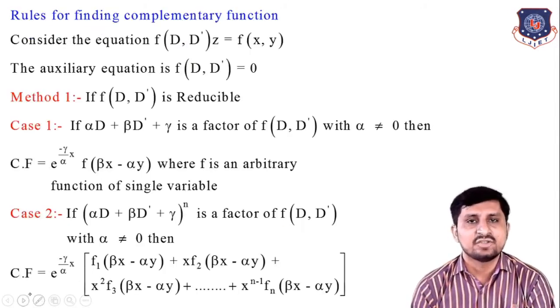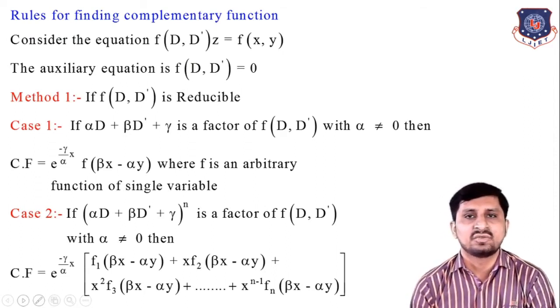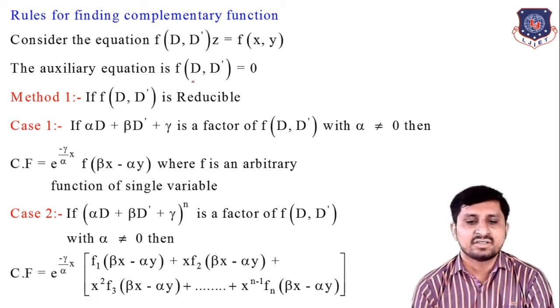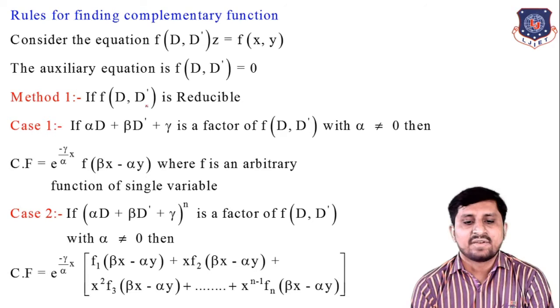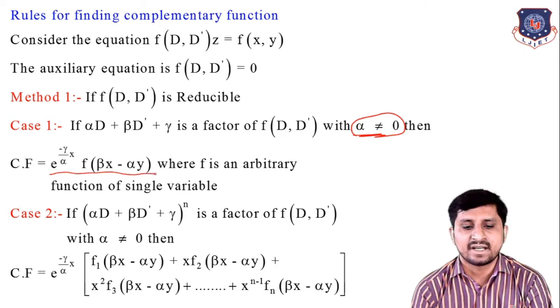Now for a reducible operator, we can find the complementary function, and for that we have to follow this rule. Consider the equation f of D, D dash into z equal to f of x, y, and the auxiliary equation f of D, D dash equal to 0. So method 1, f of D, D dash is reducible, right? Now if alpha D plus beta D dash plus gamma is a factor of f of D, D dash with alpha not equal to 0, then the complementary function is e raised to minus gamma upon alpha into x, times f of beta x minus alpha y. So you have to follow this rule to find the complementary function.